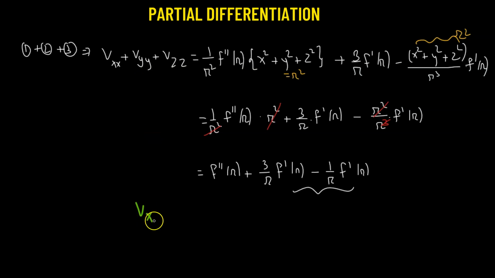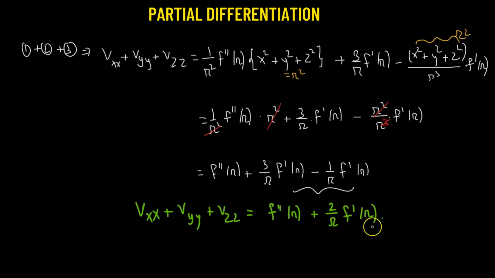So we have the second partial derivative of v with respect to x plus the second partial derivative of v with respect to y plus the second partial derivative of v with respect to z. That will be equal to f double prime of r plus 2 over r times f prime of r. So this is the final value.